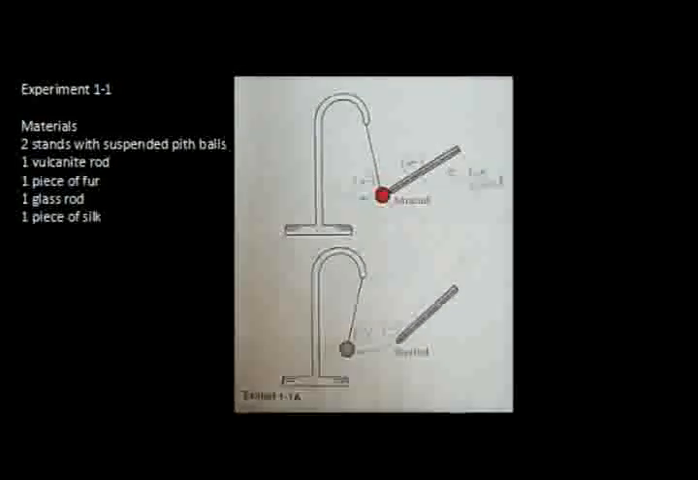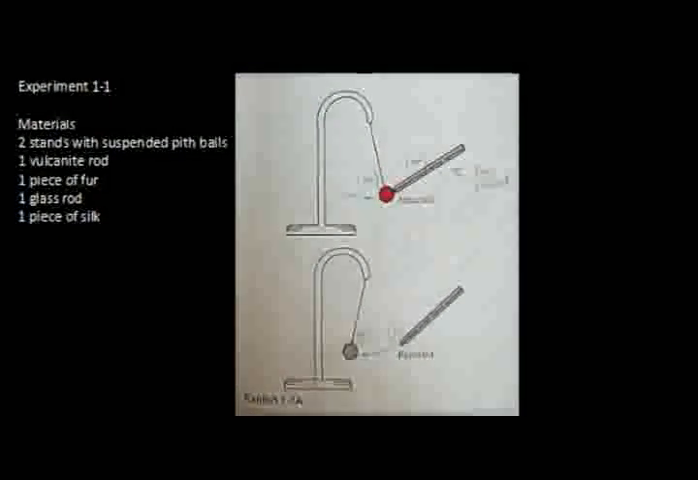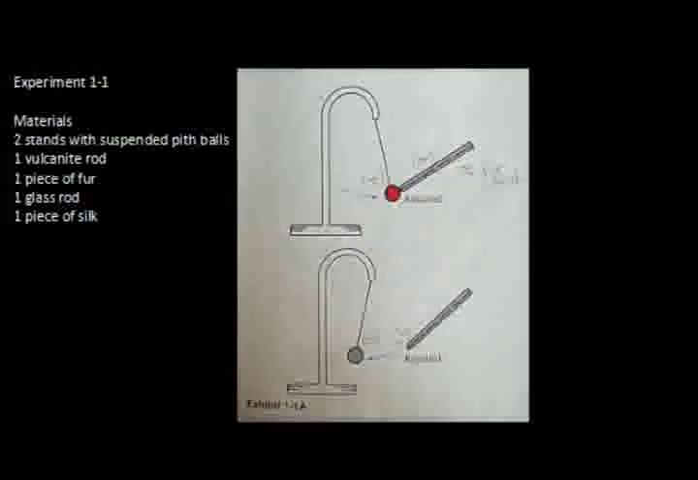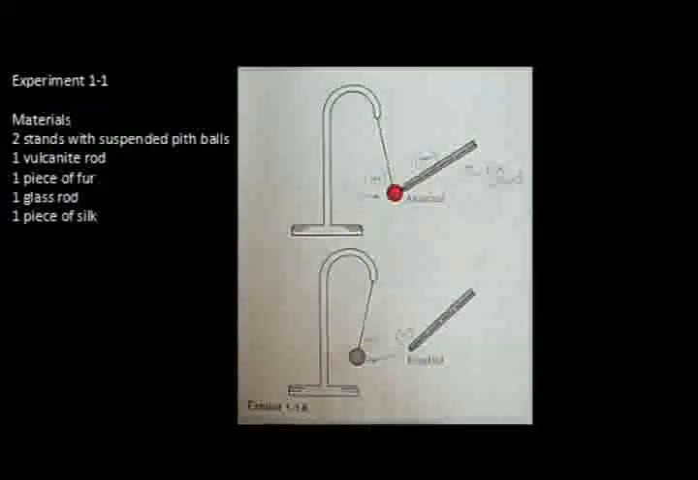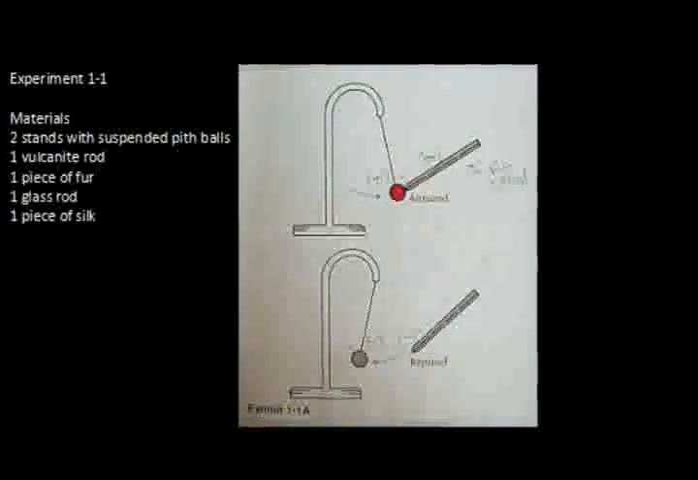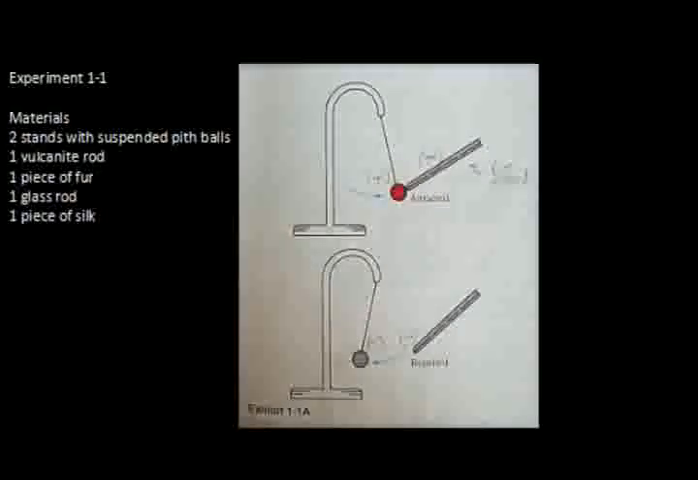Step 2 is to bring the rod close to the hanging pith ball. Step 3 is to observe that the ball is first attracted to the rod because of unlike charges. When the ball touches the rod, it is immediately repelled. Continue to attempt to touch the pith ball with the vulcanite rod. Examine Exhibit 1-1A. Why has the pith ball acted this way?